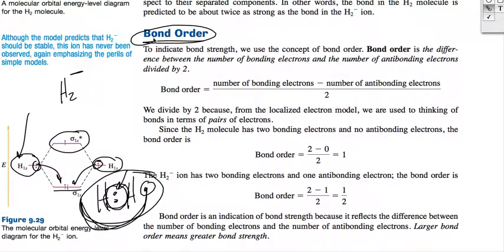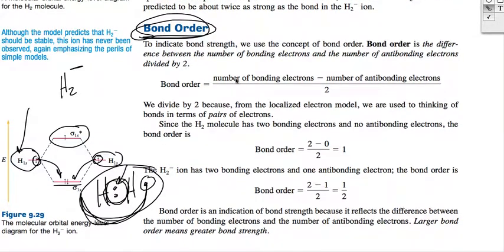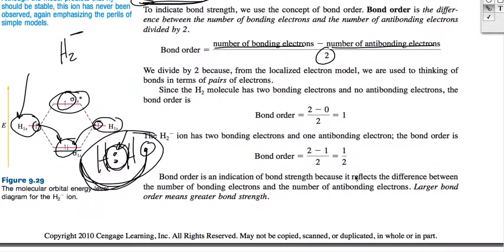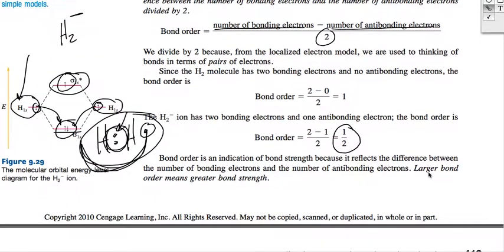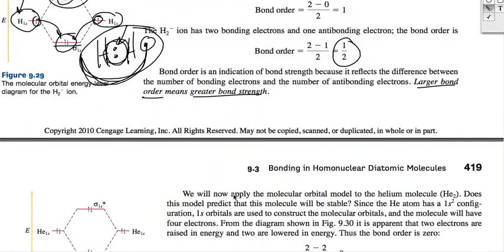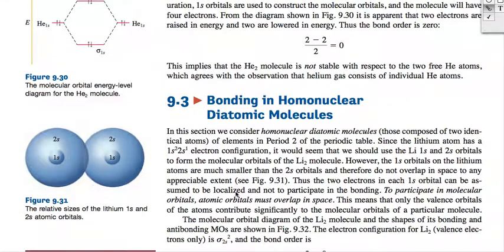How would you determine that? You look at the bond order. The bond order basically is you take the number of bonding electrons, that would be 2, subtract the number of anti-bonding electrons, that would be 1, and divide by 2, and you get a bond order of 1/2. The larger the bond order means the greater the bond strength. Okay? So it's that simple.